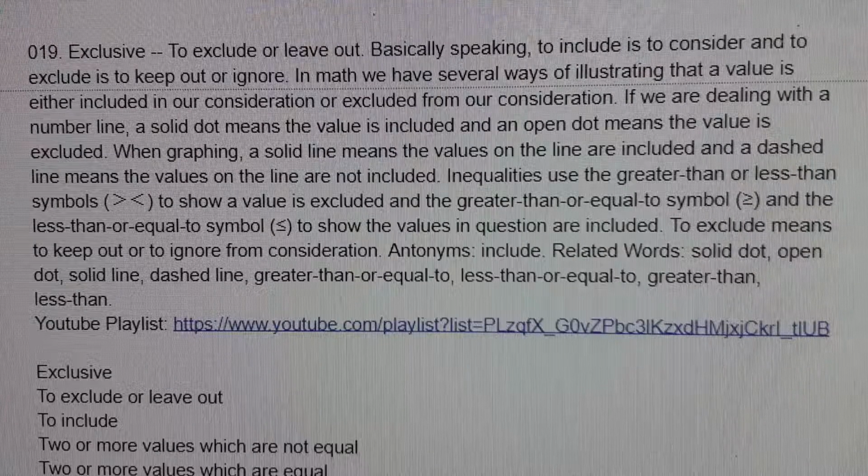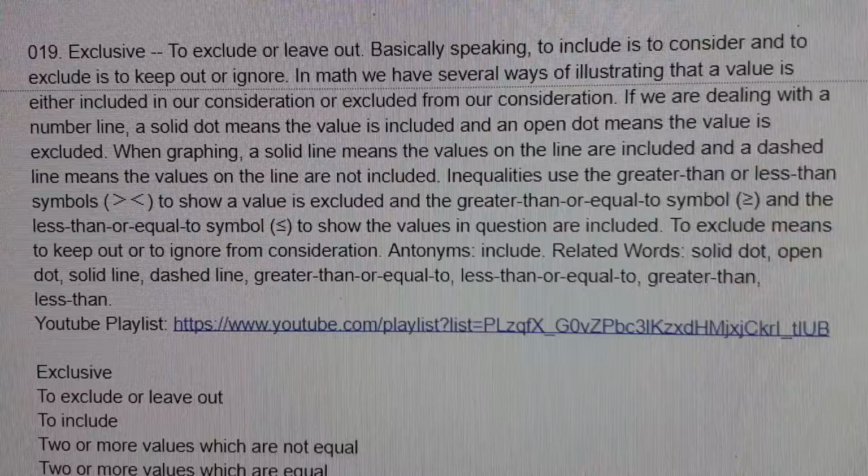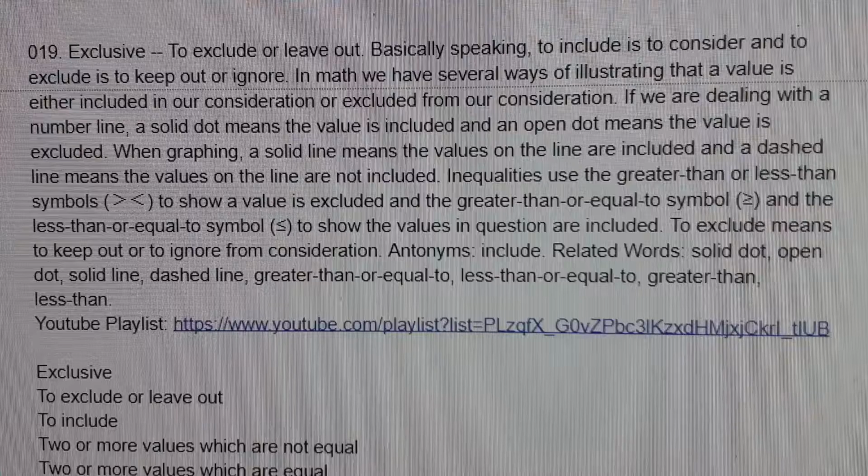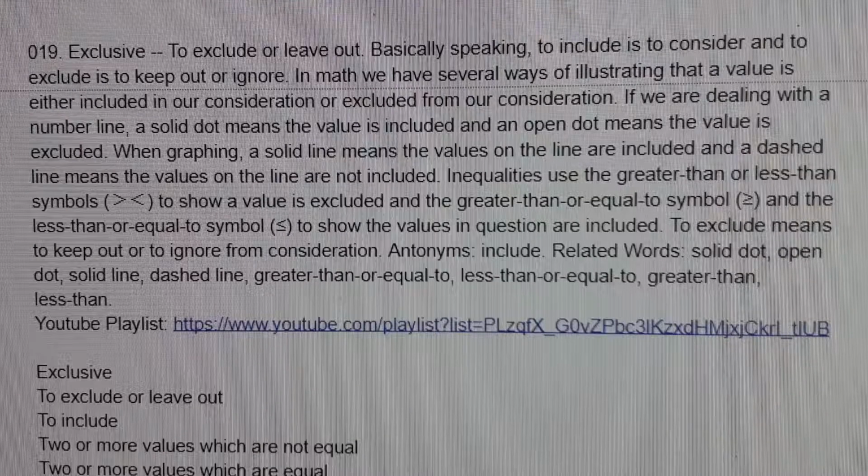Antonyms: include. Related words: solid dot, open dot, solid line, dashed line, greater than or equal to, less than or equal to, greater than, less than.